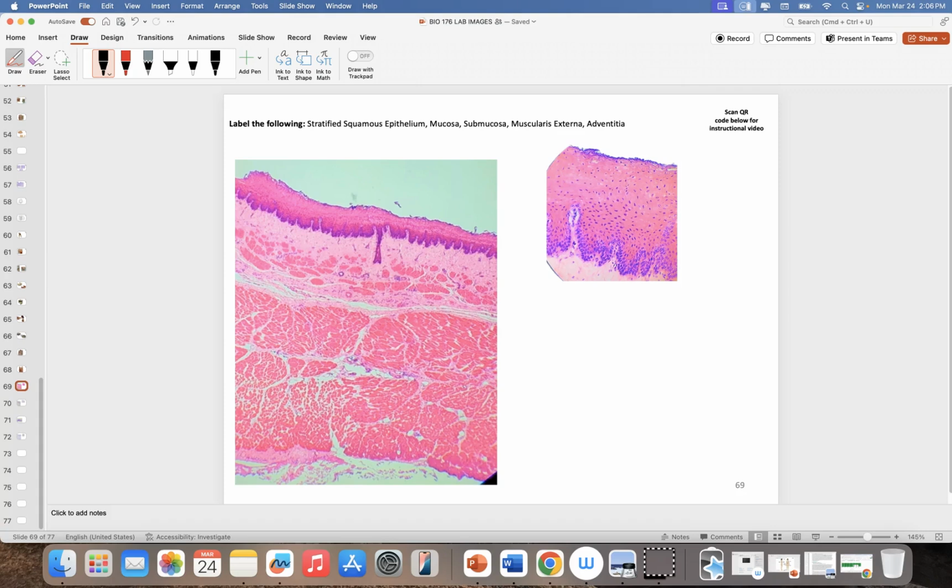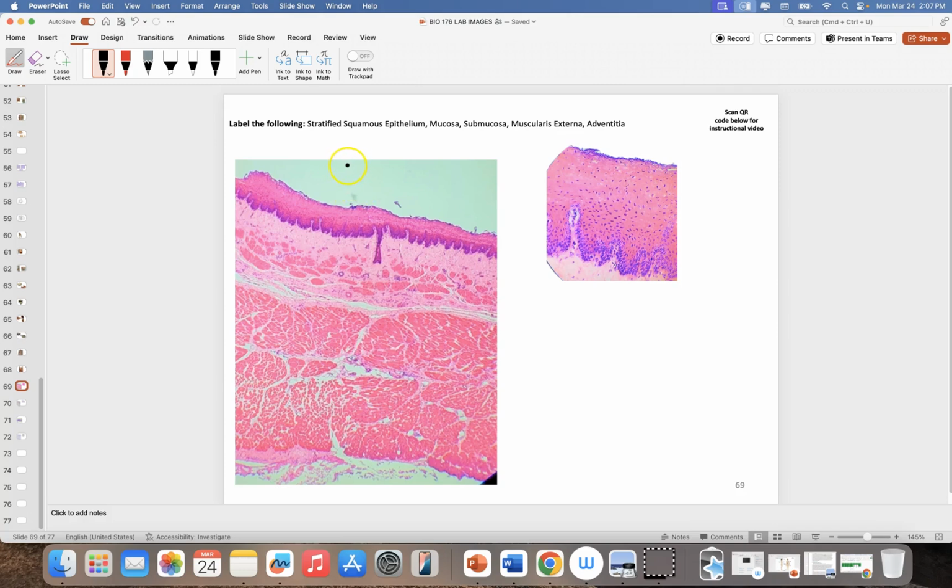They will all have a mucosa that is made of some sort of epithelial tissue and an underlying lamina propria. They will all have a submucosa. They will all have a muscularis externa layer made up of smooth muscle. And then they will all have an outer layer known as the serosa, except in the esophagus, we call it the adventitia.